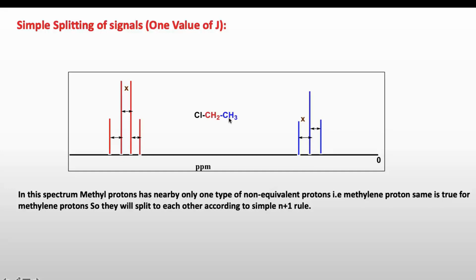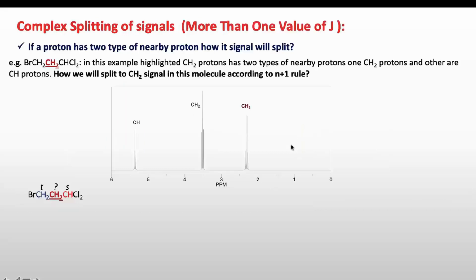So CH3 is splitting CH2 into a quartet according to the N+1 rule, and CH2 is splitting CH3 into a triplet according to the N+1 rule. So here CH2 has only one type of chemically non-equivalent proton, while CH3 also has one type of non-equivalent proton. So there is only one J value. But what if a proton has two types of non-equivalent protons? Then there will be more than one J value, and we will discuss this now.